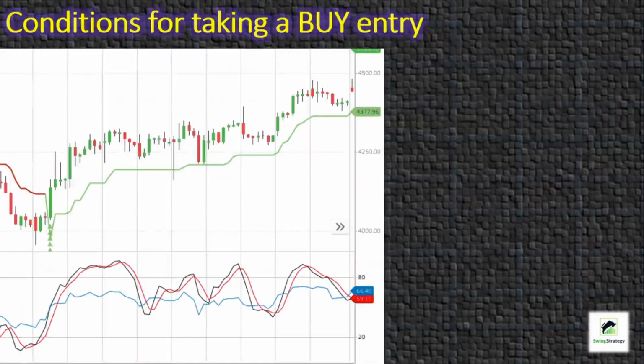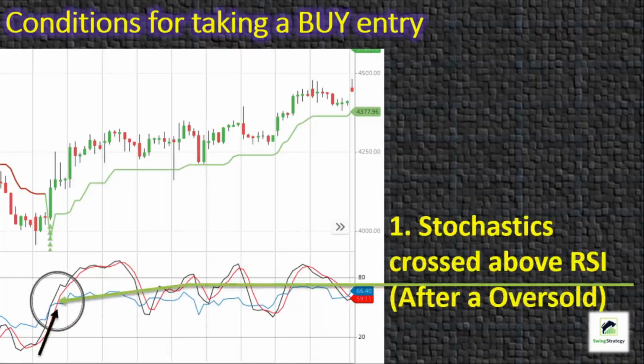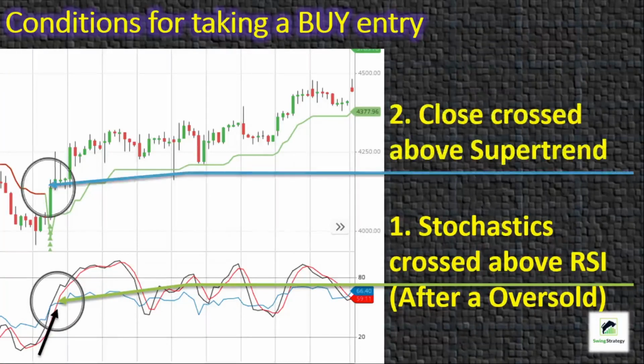A buy entry or long position can be determined by using the following two conditions. Firstly, the stochastic's fast line crossing above the RSI line after an immediate oversold zone. Secondly, the price crossing above the super trend and indicates a bullish trend reversal. Wait for the completion of the current candle and take a buy entry.